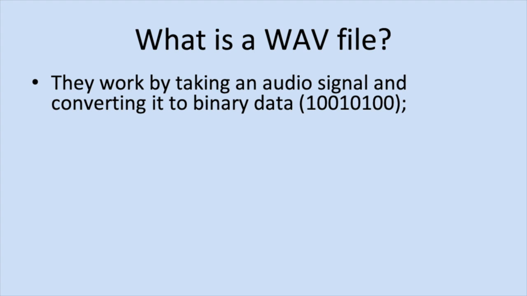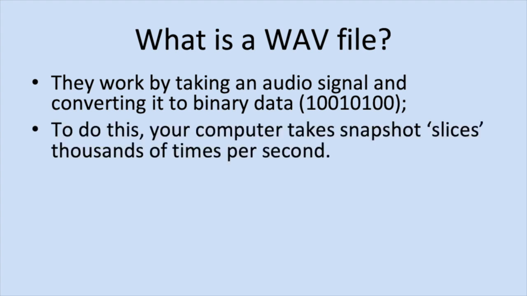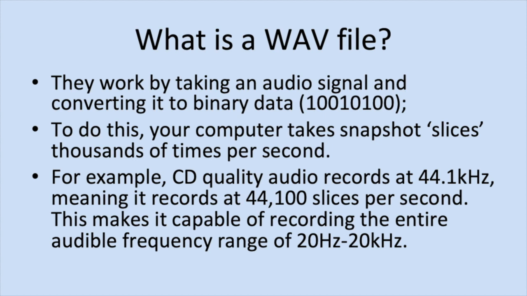They work by taking an audio signal and converting it to binary data, zeros and ones. To do this, your computer takes snapshot slices thousands of times per second. For example, CD quality audio records at 44.1 kHz, meaning that it records 44,100 slices per second. This makes it capable of recording the entire audible frequency range of 20 Hz to 20 kHz, also known as Nyquist's theorem.